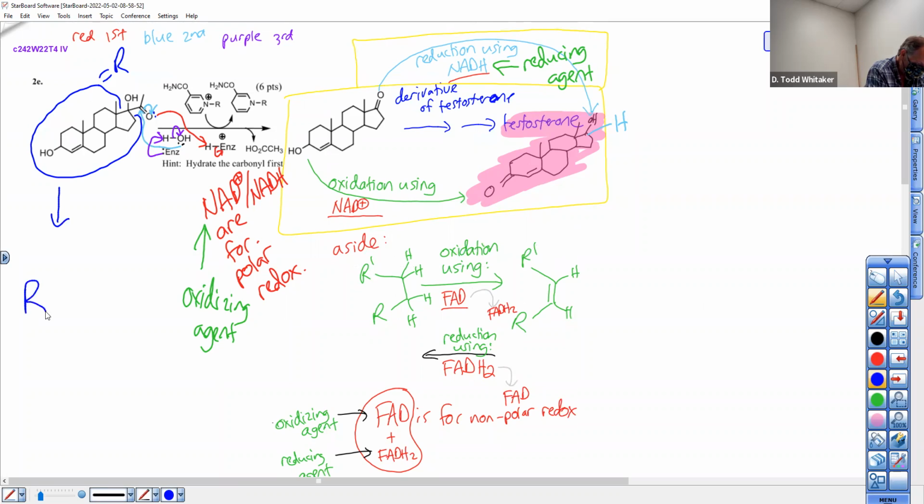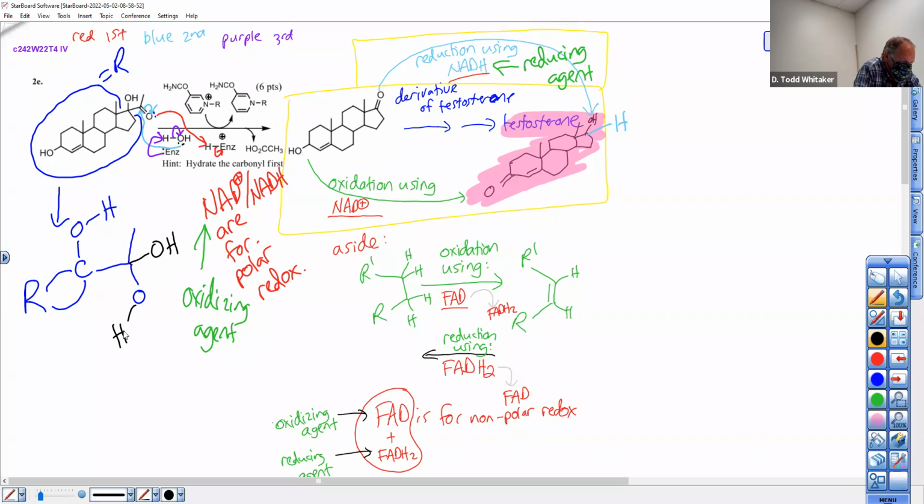I got an R that goes to a carbon that has an OH on it. It goes to a carbon with a methyl and water on it. The OH is new here. The old O is with a new H. There's your hydrated carbonyl there.